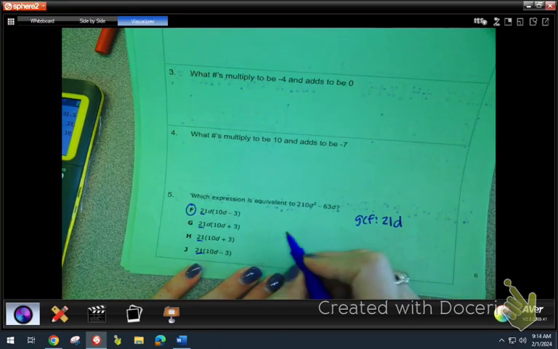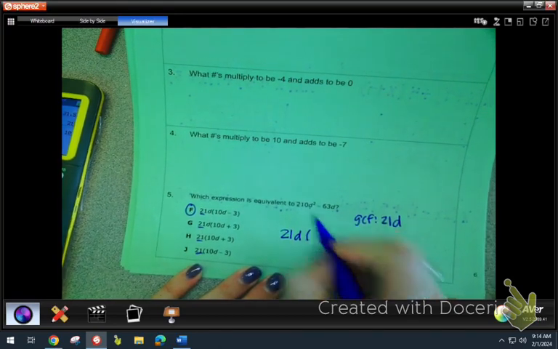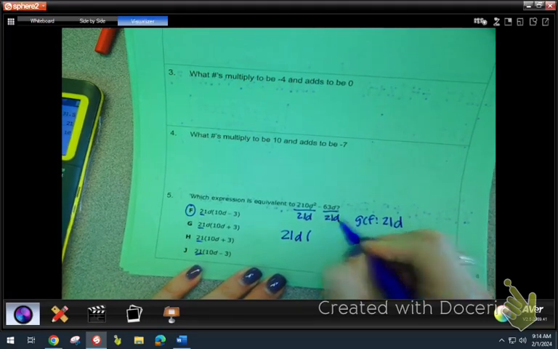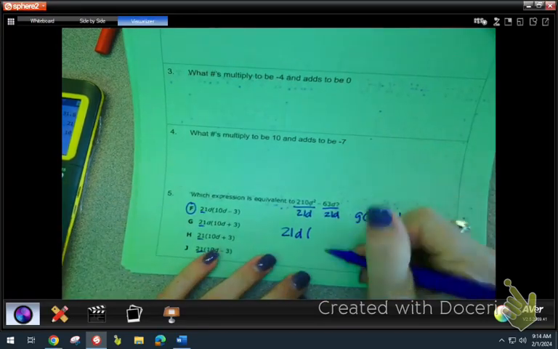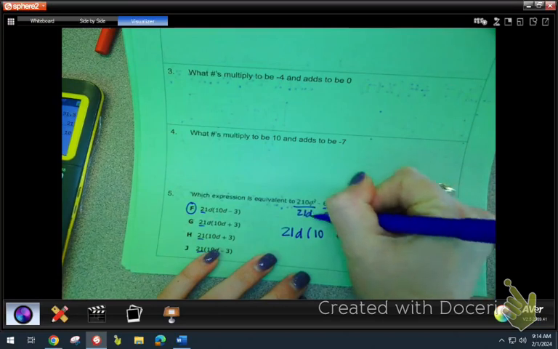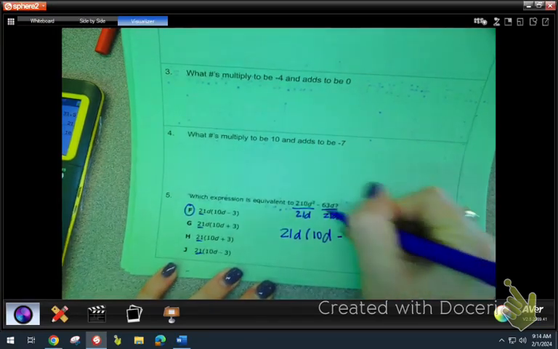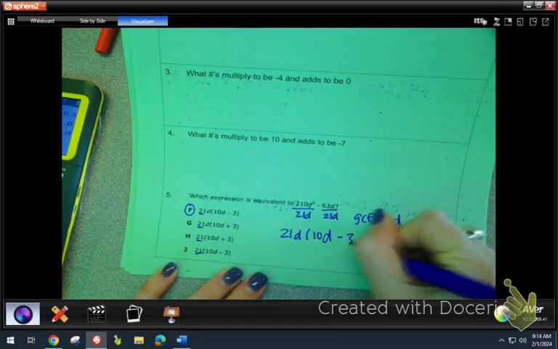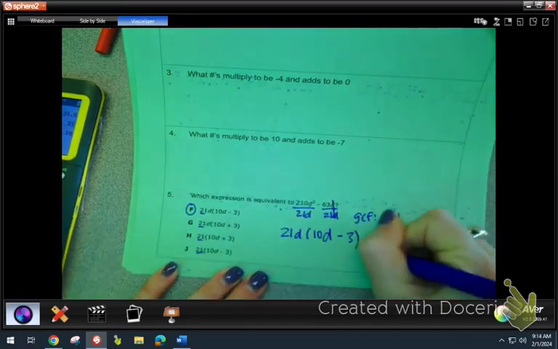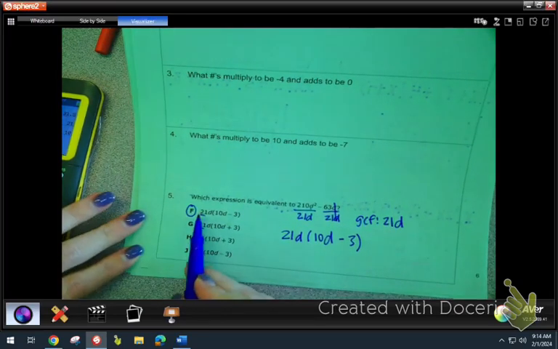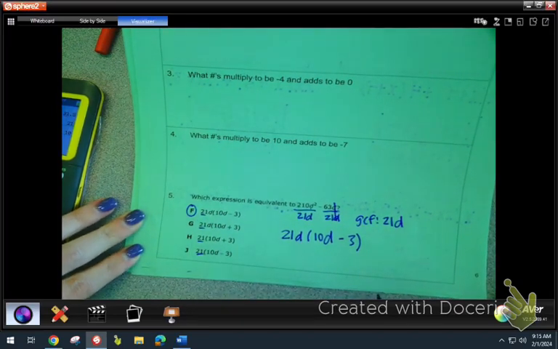So GCFs go in the front. What's left over, you just divide by your GCF. 210 divided by 21 gives you 10. D squared divided by D, you have to take 1 out. Minus 63 divided by 21 is 3. Take them out. There you go. That's your answer. Or you could work backwards like Braden said. You could redistribute to all your answer choices.